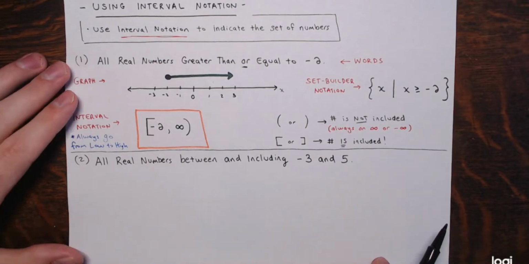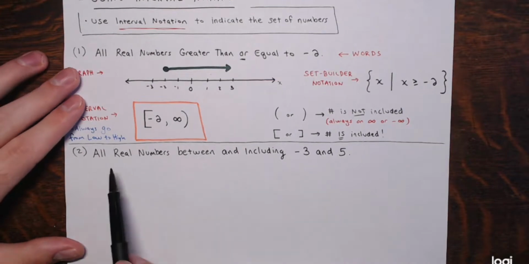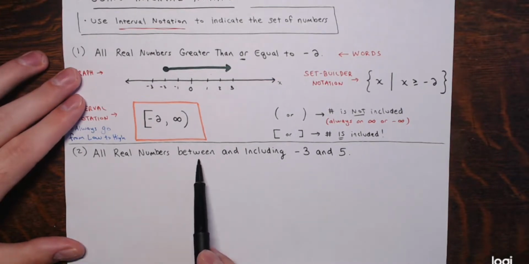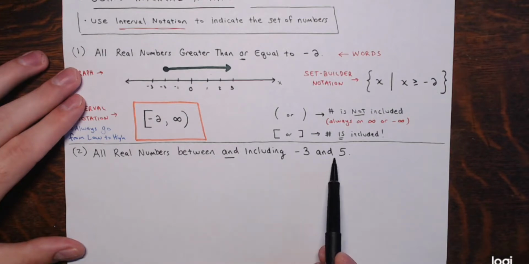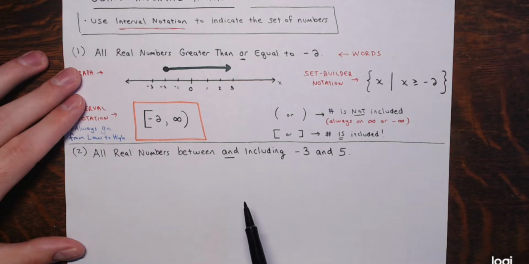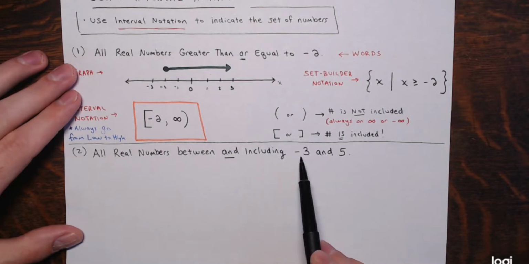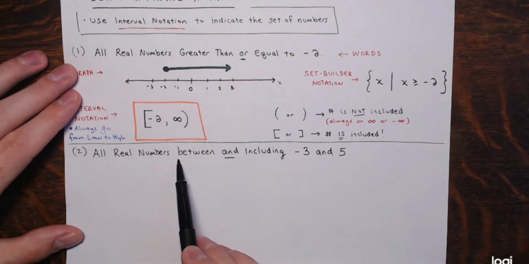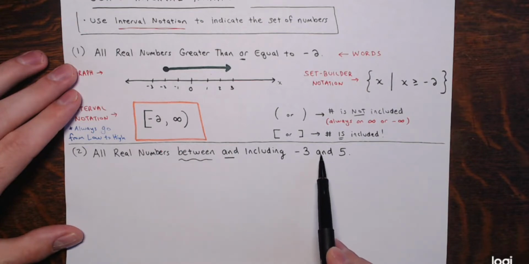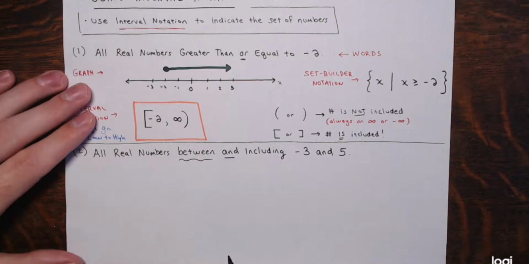All right, so next example. First we're given it in words. All real numbers between and including negative 3 and 5. So there's a description of the numbers in words. Negative 3 is in the set, 5 is in this set, and everything in between: negative 2, negative 1, 0, 1, 2, 3, 4, 4.5, negative square root of 2, whatever. Anything between negative 3 and 5 is also included.